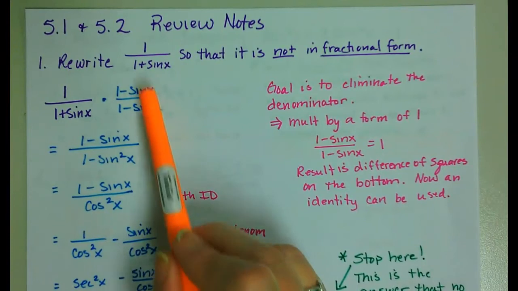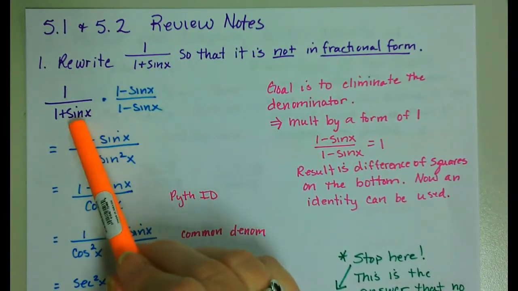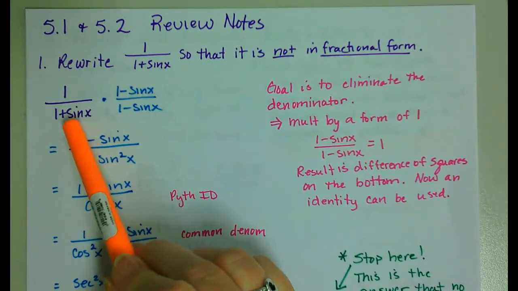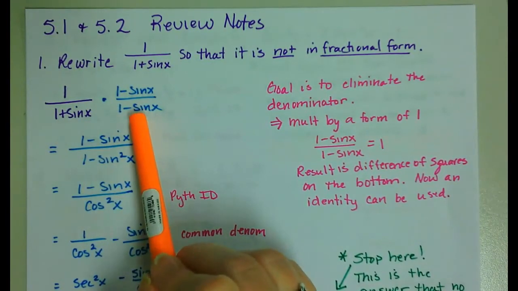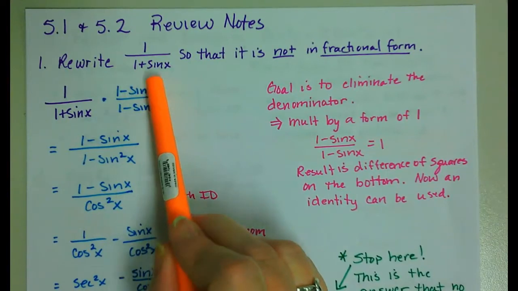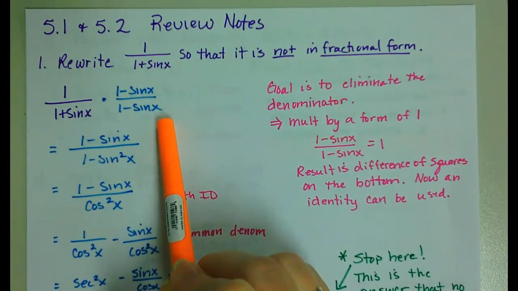So I'm multiplying the bottom and the top by 1 minus sine x, the conjugate to this, which remember is a binomial that only differs by the sign. So here's a plus, here's a minus. And then the numerator has to be the same thing because this has to be a fraction equivalent to 1, so we don't change the value of the problem.